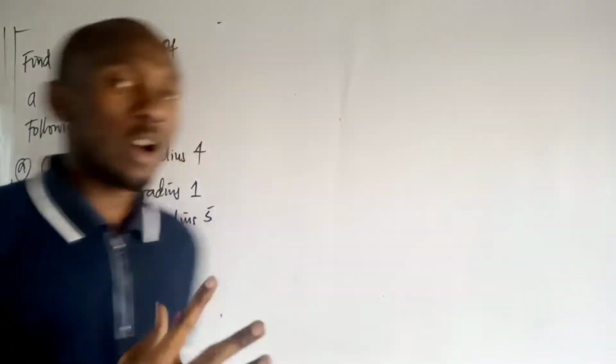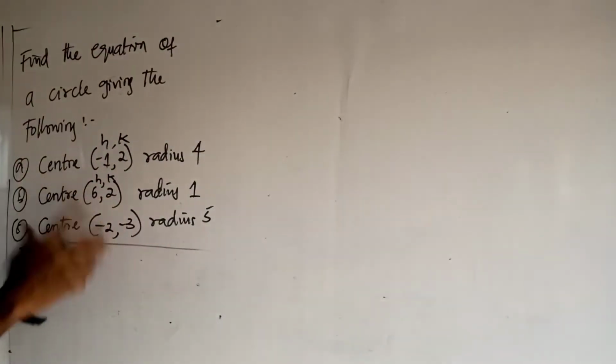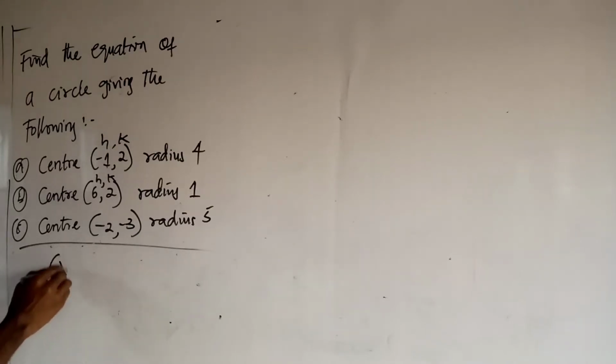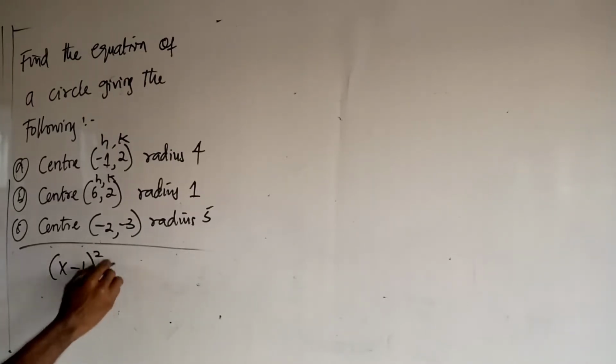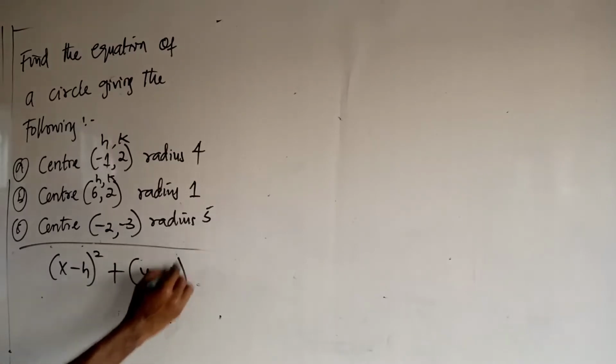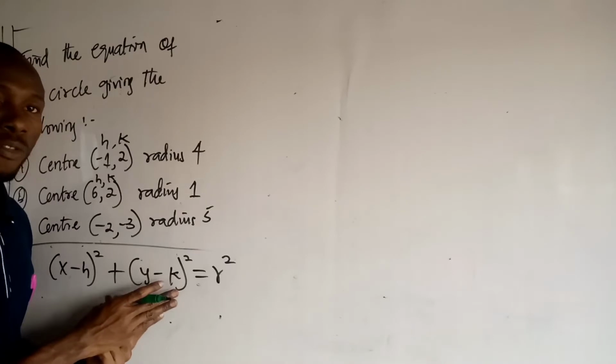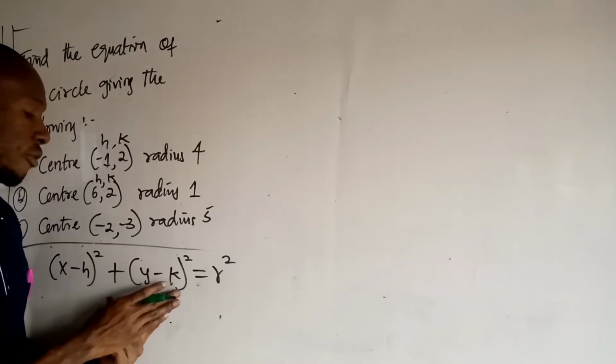So for us to put this equation of a circle in standard form, we call the equation of a circle in standard form, which is (x minus h) all squared plus (y minus k) all squared equal to r squared. This is the standard form of a circle.